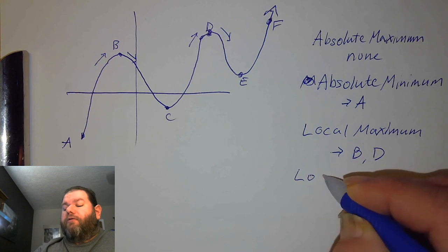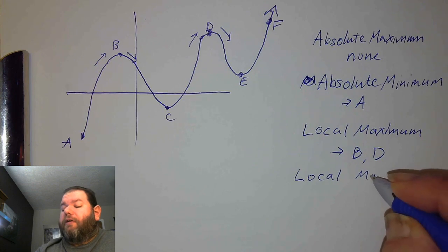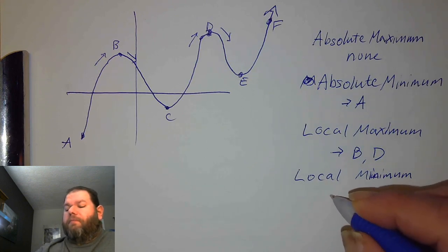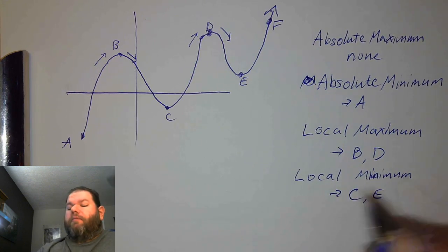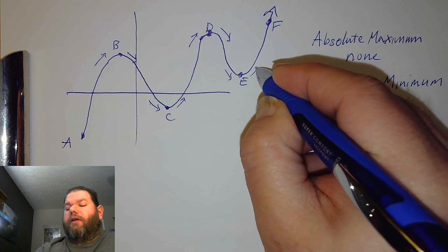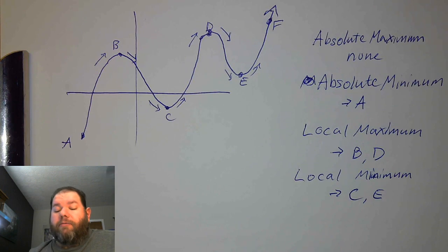Well, in that case, what is the local minimum? Or minimums? Minima. However we pluralize it. C and E. Again, here it's decreasing, then increasing, decreasing, then increasing. And so that makes both point C and point E a local minimum because they're right there at the bottom of the hill.